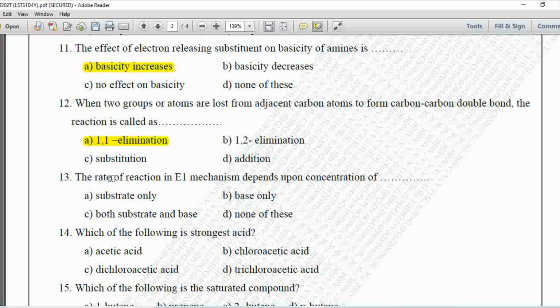Next, 13th MCQ. The rate of reaction in E1 mechanism depends upon the concentration of: option A is substrate only, B is base only, C is both substrate and base, and D is none of these. So the rate of reaction in E1 mechanism depends upon the concentration of substrate only. Hence option A is correct.